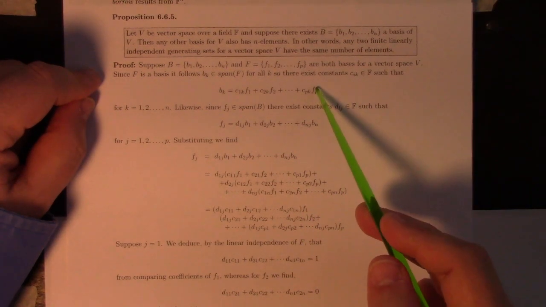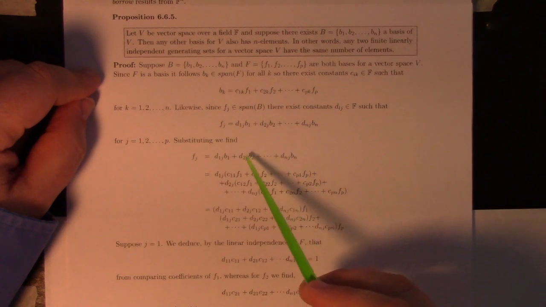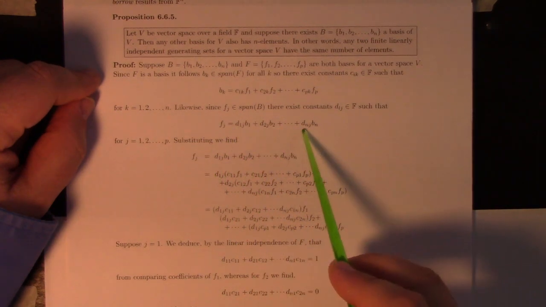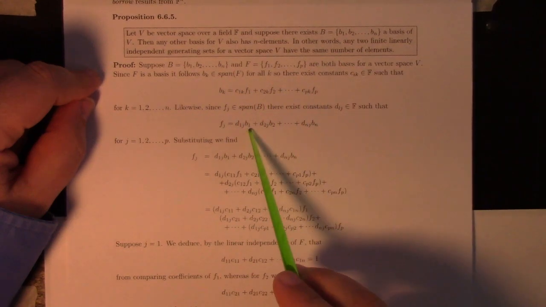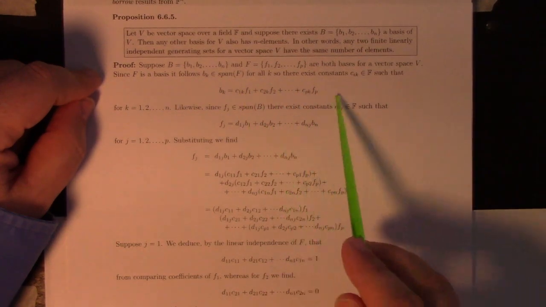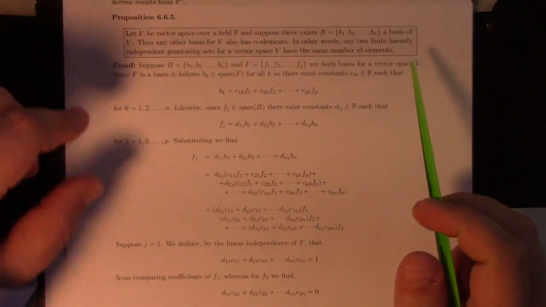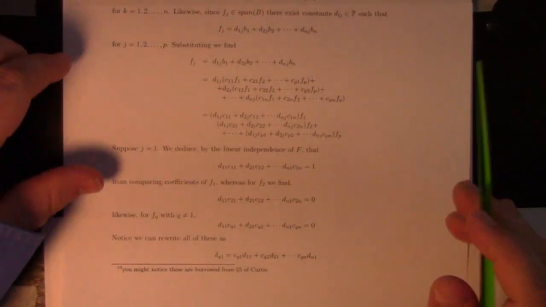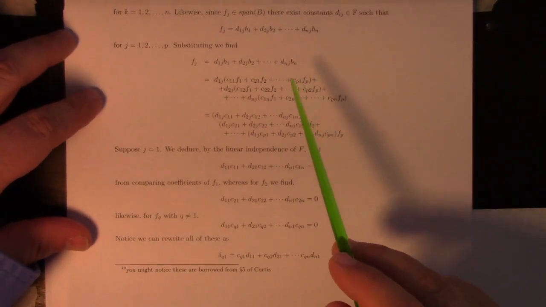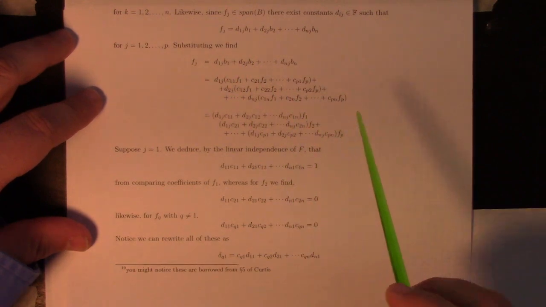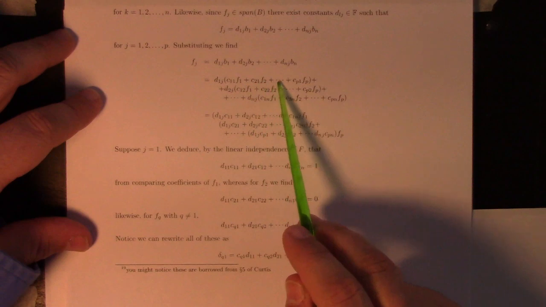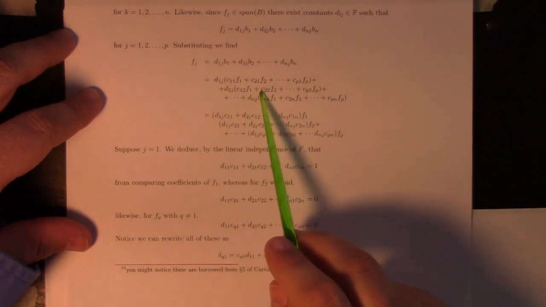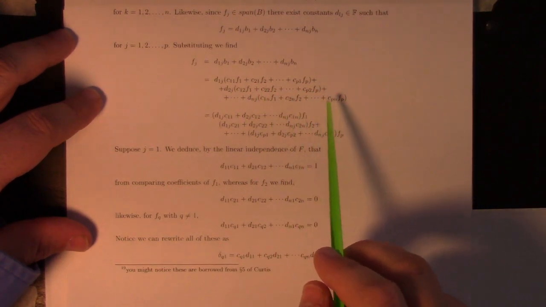And the thing is, if we take these two, and if I take this one and substitute it into that one, then we get this down here. So substituting the one expansion into the other gives me this. So f_j is equal to d_1j times that linear combination of f's, d_2j times that linear combination of f's, and so forth.